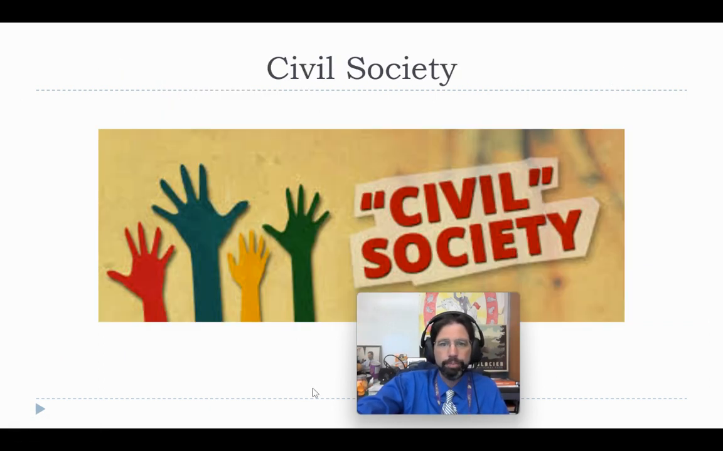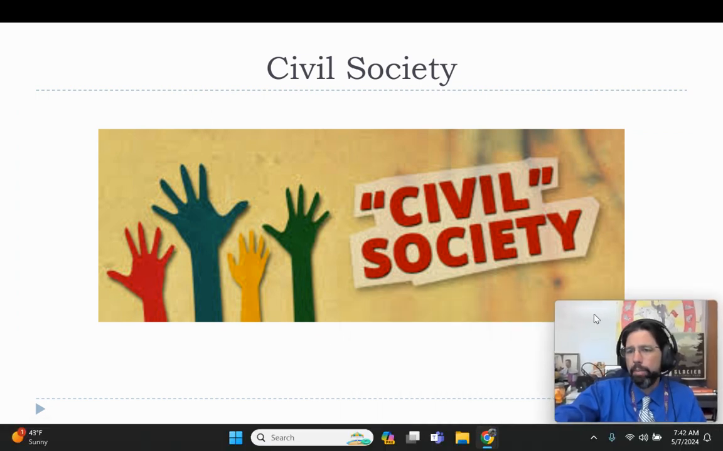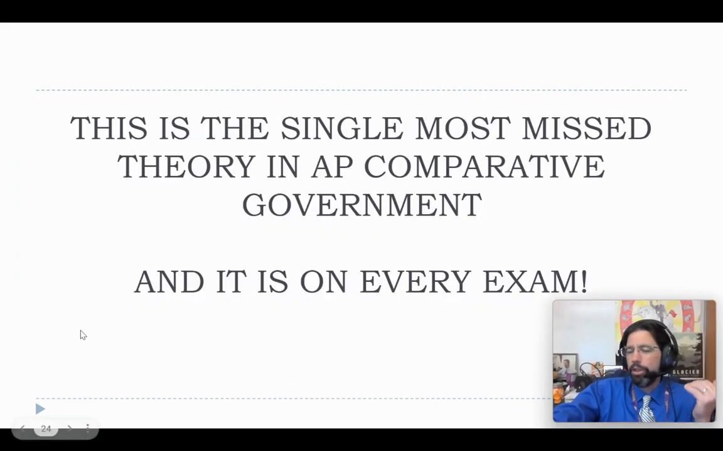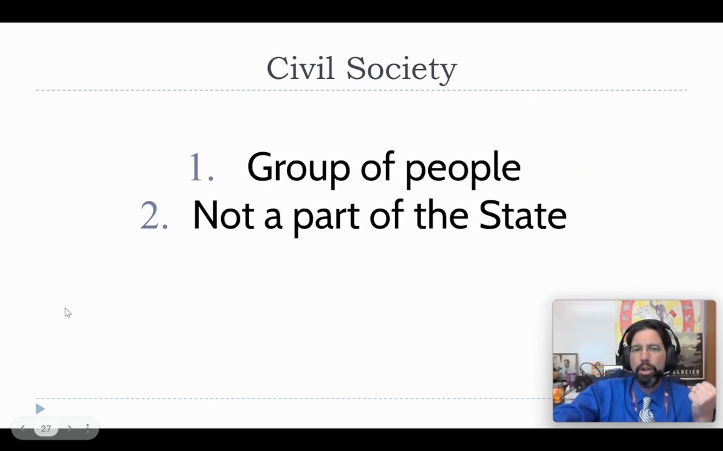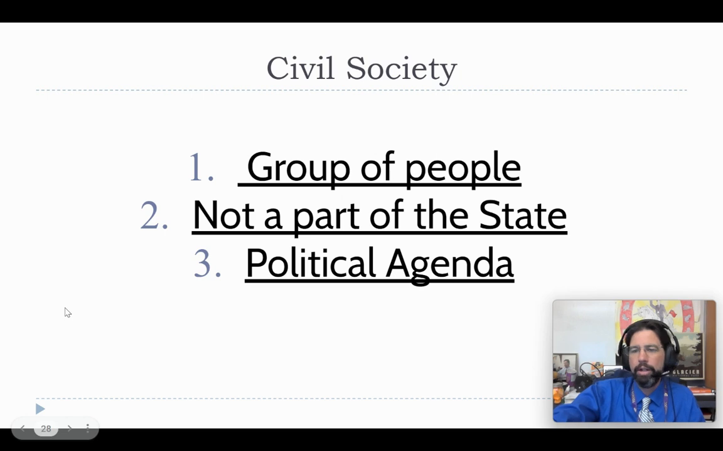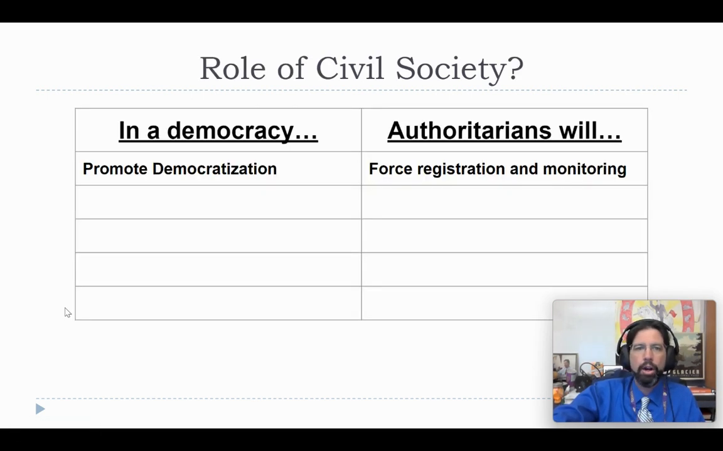create legislation. Now, civil society more directly, we have to remember this is the single most missed theory in every AP Comparative Government, and it is on every exam save one, and that is last year's. Civil society is a group of people not a part of the state with a political agenda. Any group of people that is not a part of the state that has a political agenda at all. Okay, so what happens here in civil society? Well, in a democracy, they're going to promote democratization.